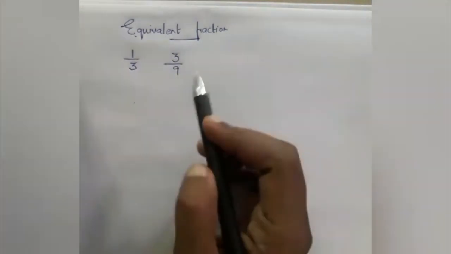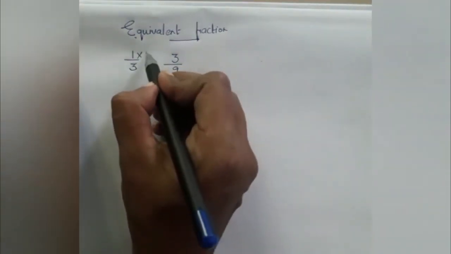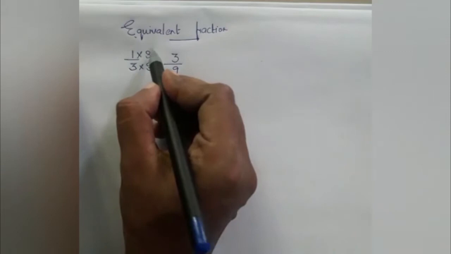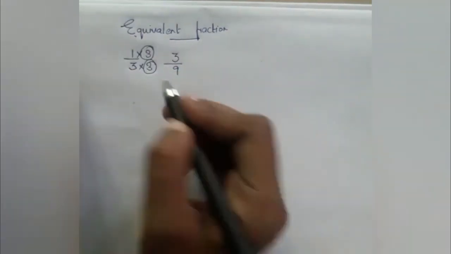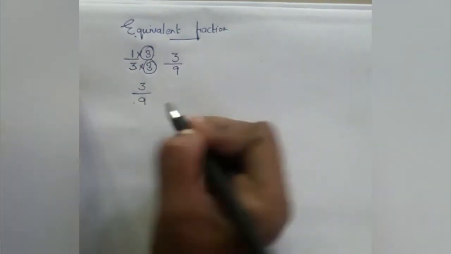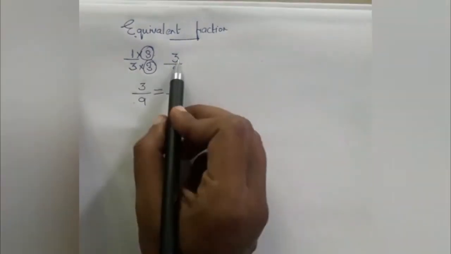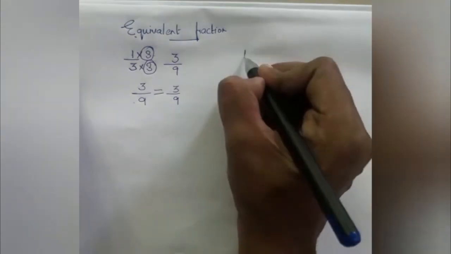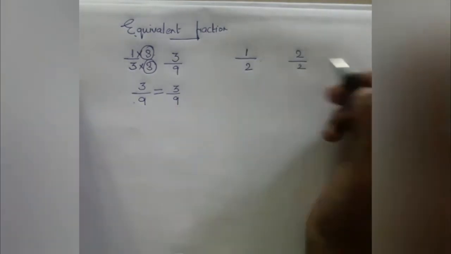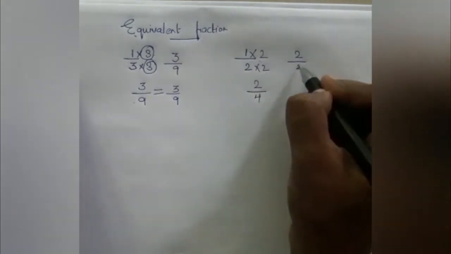So why we say that this is an equivalent fraction is, when you multiply the numerator and the denominator of 1 by 3 by the same number, 3, you get the answer as 1 into 3 is 3, 3 into 3 is 9, 3 by 9. That means both these are equal. So 1 by 3 and 3 by 9 are equivalent fractions. For example, I'll say 1 by 2 and 2 by 2. So when you multiply this by 2 into 2, you will get the answer as 2 by 4. Sorry, 2 by 4.